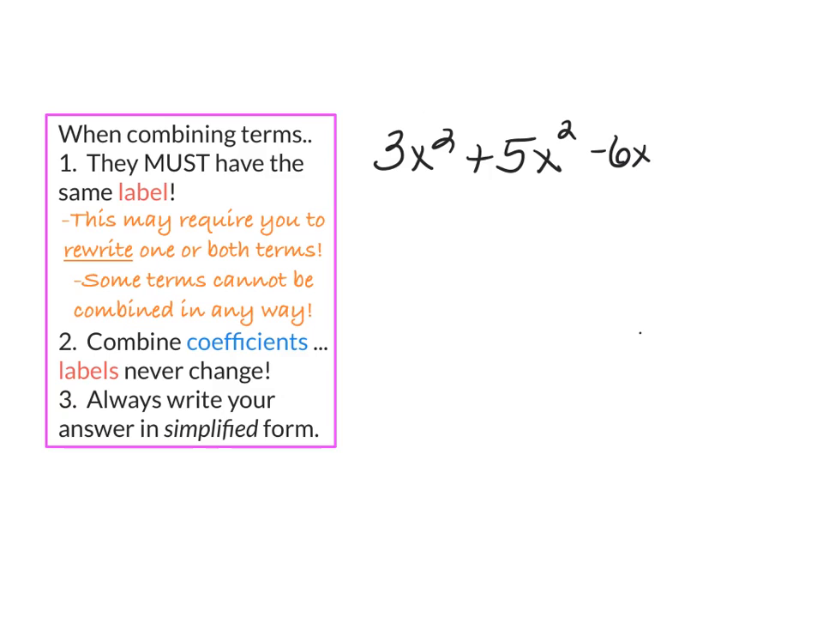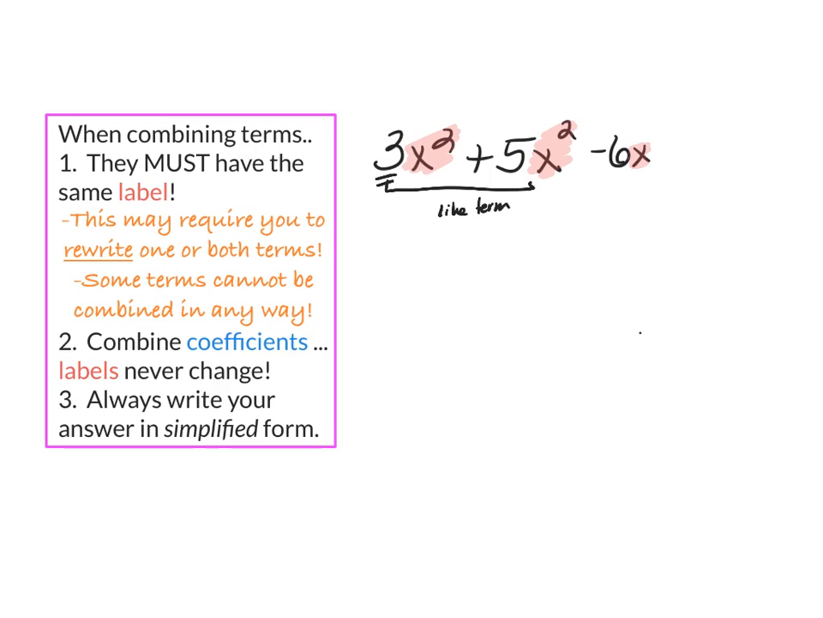Now the last reminder example, something that will give us some background information, is the last thing that we've said here. Some terms just cannot be combined in any way. So when I look at some of these terms and I compare their labels, this is x squared, that label is x squared, and this label is x. So these two are like terms because they have the same label of x squared.